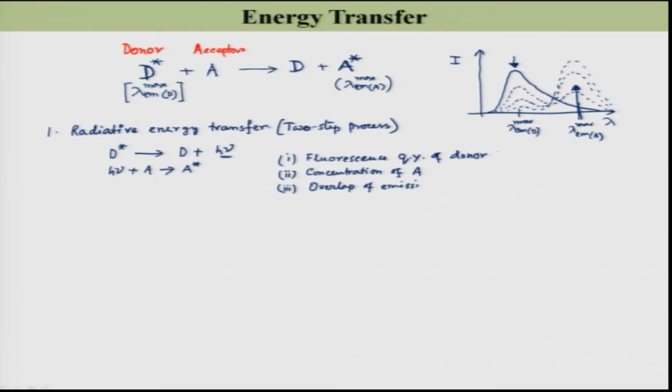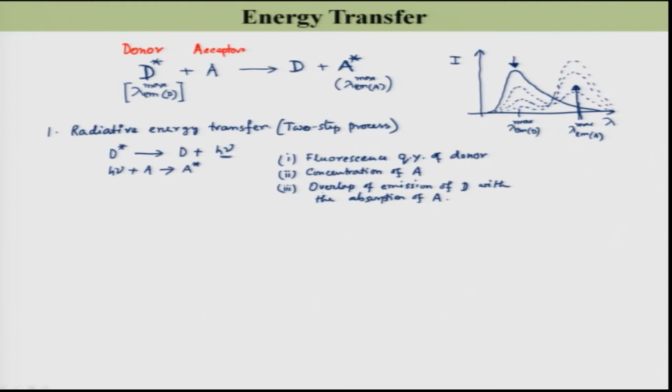If the fluorescence quantum yield is more, then obviously the emitted photons will be more, and if the concentration of A is more, then the possibility that the emitted photon will be absorbed is also more, and then the third is the overlap of emission of D with the absorption of A. If these three things are satisfied, then the efficiency of this energy transfer will increase.